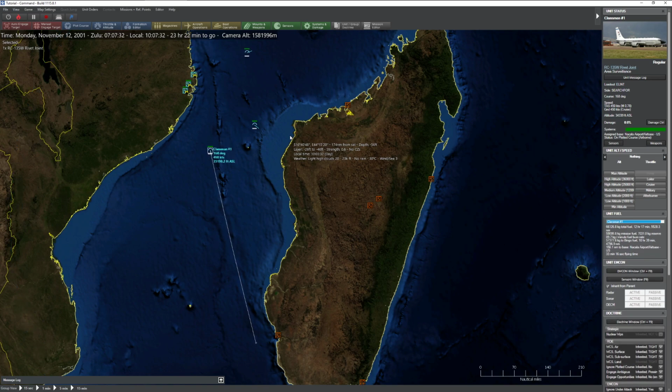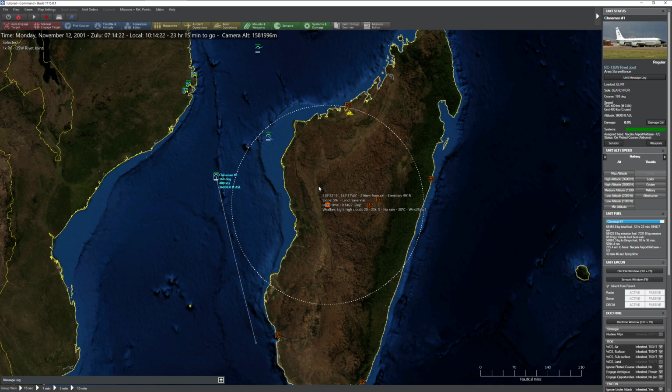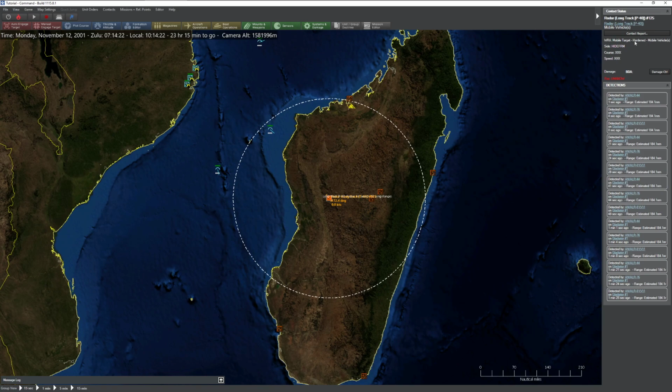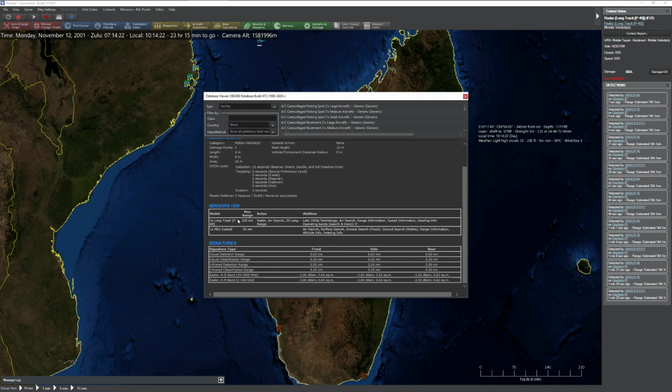You can detect electronic emissions at about, oh, we got one already, at about 1.5 to 2 times the range of the actual thing emitting. So in this case, we've just identified a long track radar from a distance of, looks like about 184 nautical miles. I believe a long track radar has a range of about 200.